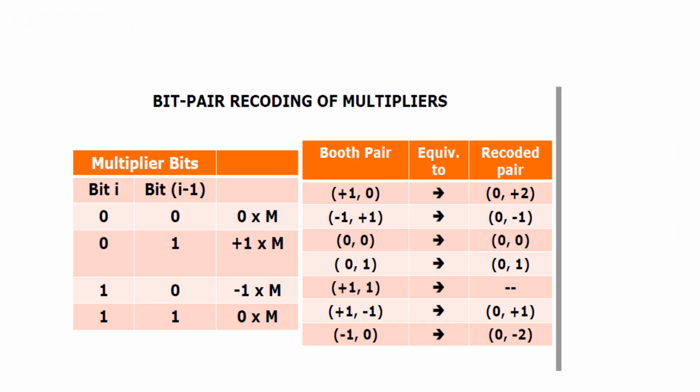Students need to remember this respective table in order to solve fast multiplication problems. So this is bit pair recoding of multipliers. So here in the first table we know that the transition is similar to the Booth algorithm itself. The transition from 0 to 0 means 0 into m, 0 to 1 means plus 1 into m, 1 to 0 means minus 1 into m, 1 to 1 means 0 into m. So we know that plus 1 comma 0 is equivalent to 0 comma plus 2, minus 1 comma plus 1 is equivalent to 0 comma minus 1, 0 comma 0 is equivalent to 0 comma 0 itself, 0 comma 1 is equivalent to 0 comma 1, and so on.